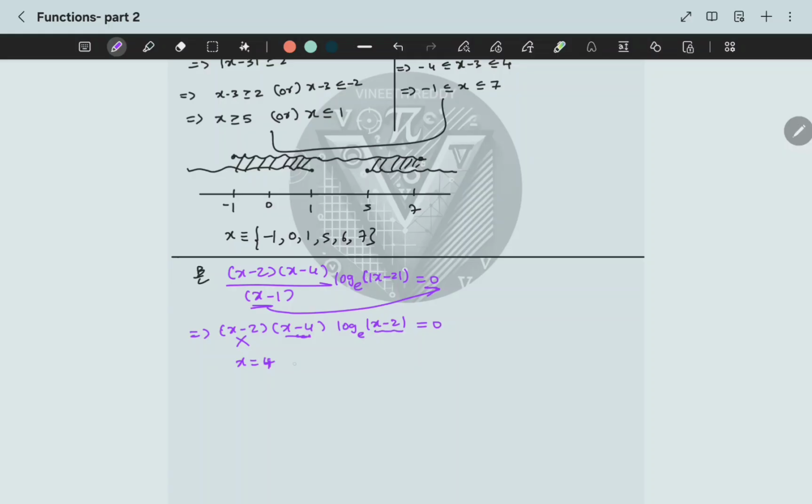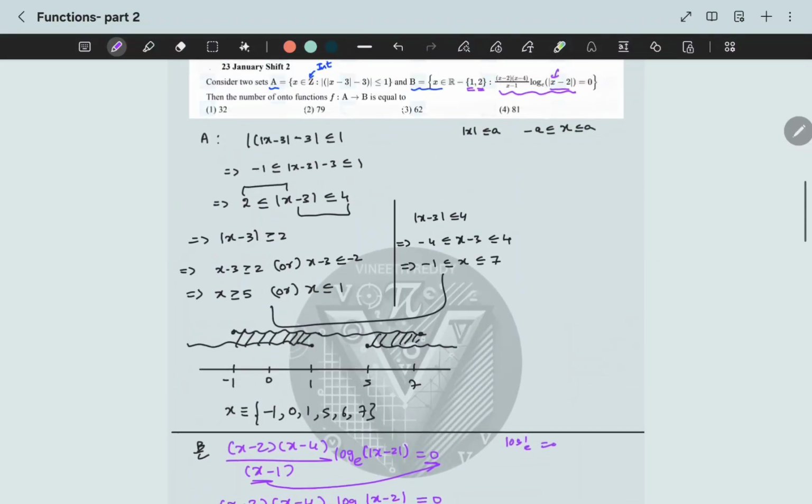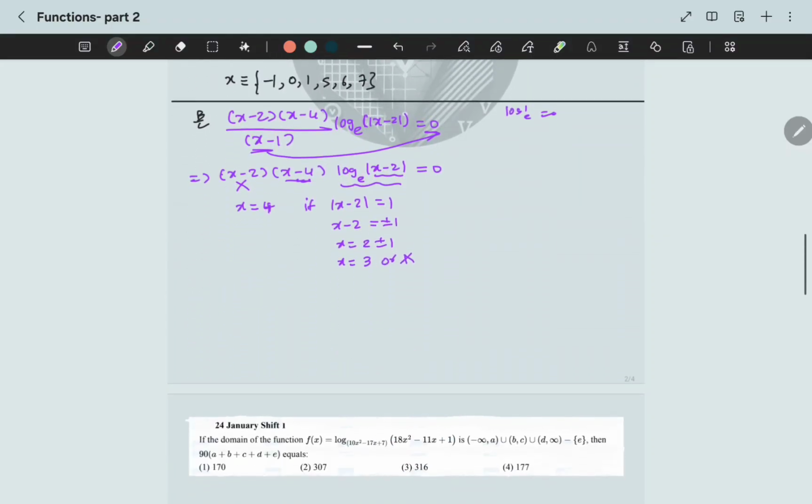Or this part also can be 1. That means the entire part is 0, if log 1 to the base is 0, right? That means that is true if mod x minus 2 is equal to 1. That means x minus 2 is equal to plus or minus 1, that is x is equal to 2 plus or minus 1. That means either x is 3 or 1, but 1 cannot be the answer because I think we have deleted 1. So that means set B has the elements only 3 and 4, right?